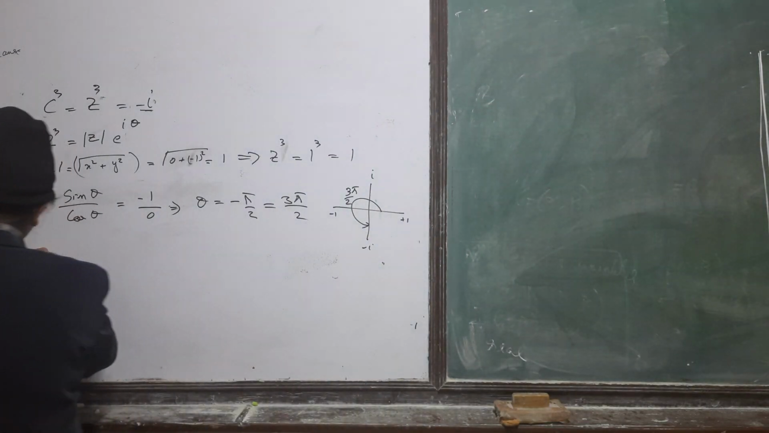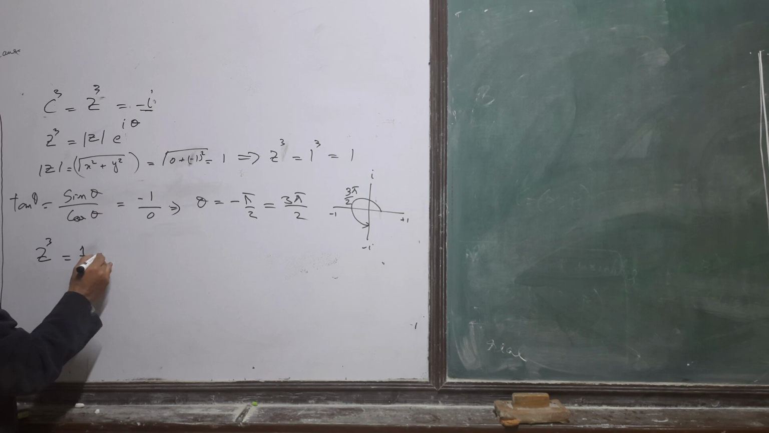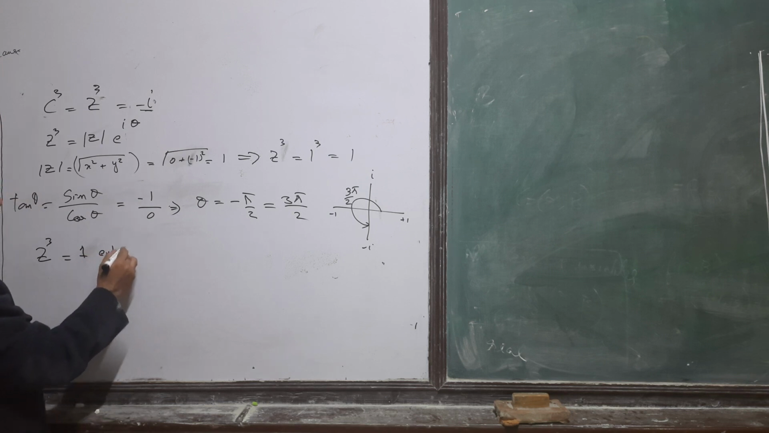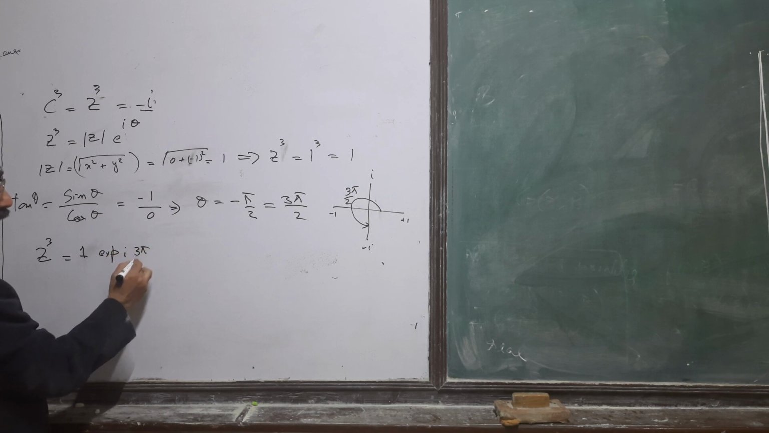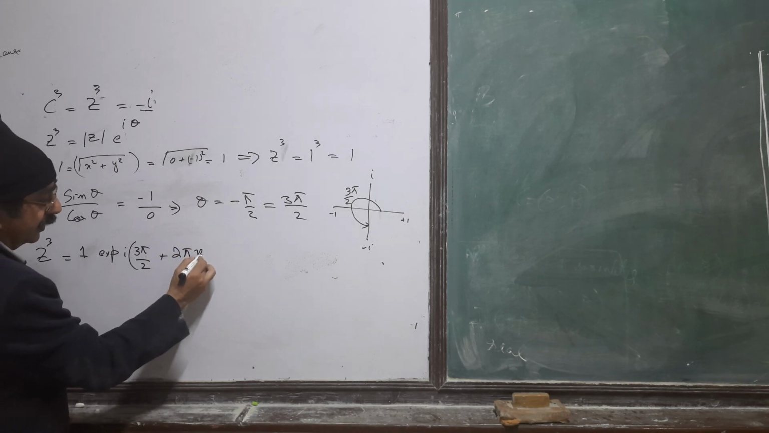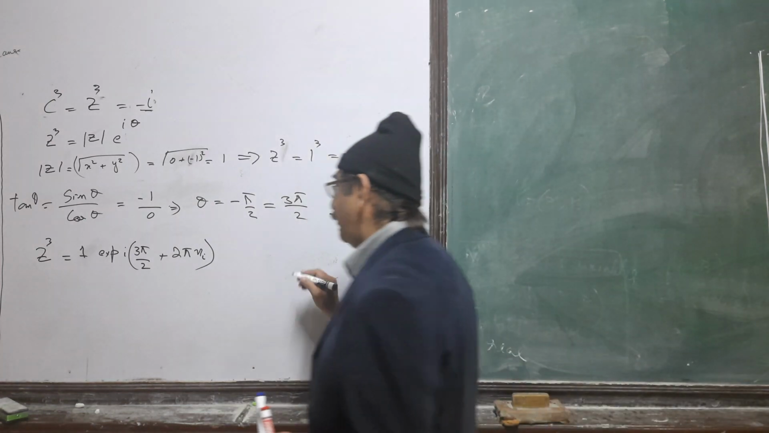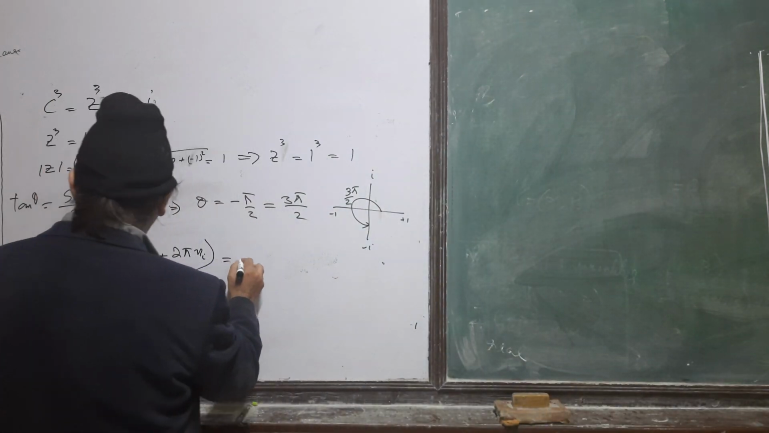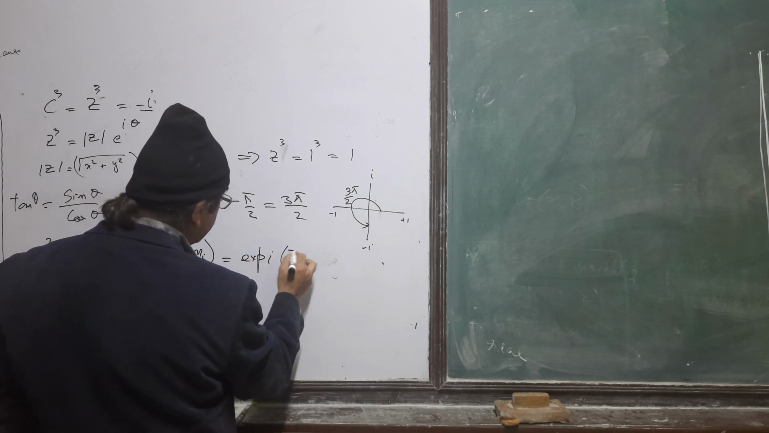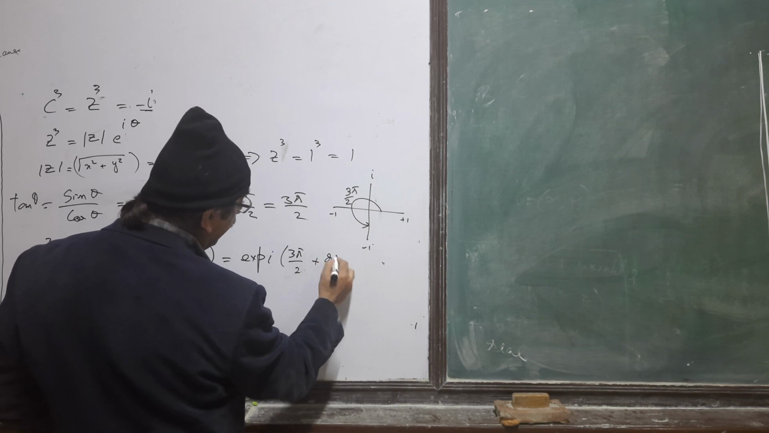So z^3 will be 1 times exponential of iota 3 pi by 2, plus 2 pi n_i. Yes, and n_i may be anything, or we may say that this exponential will be iota 3 pi by 2 plus 2 pi n_i.